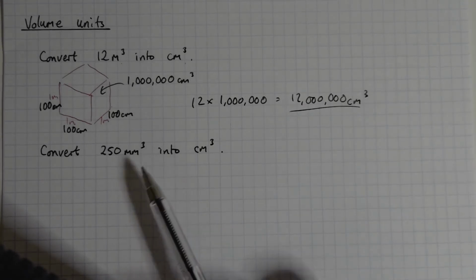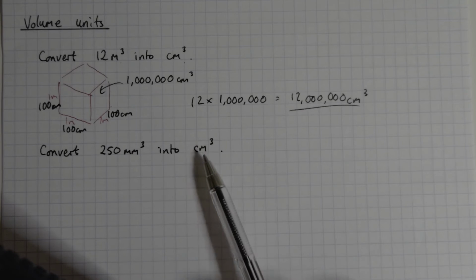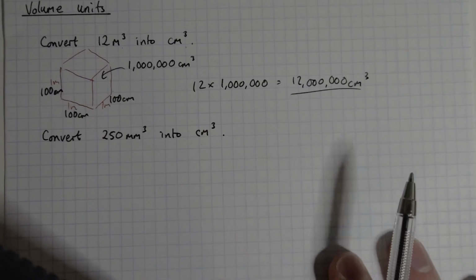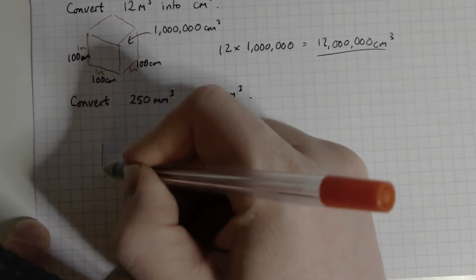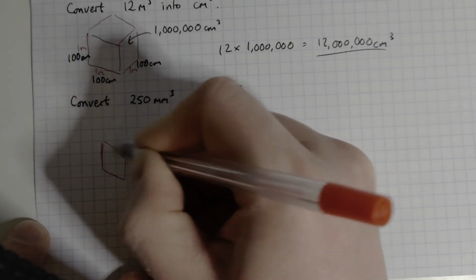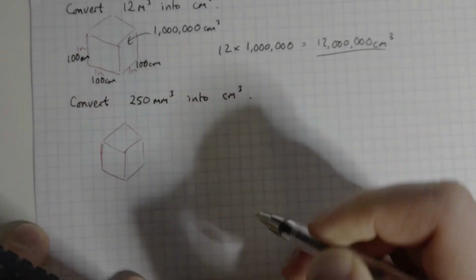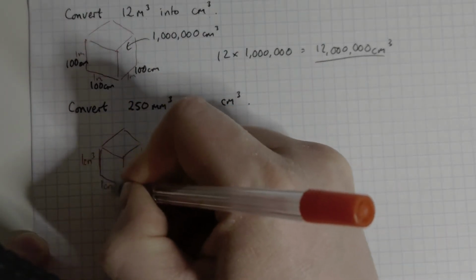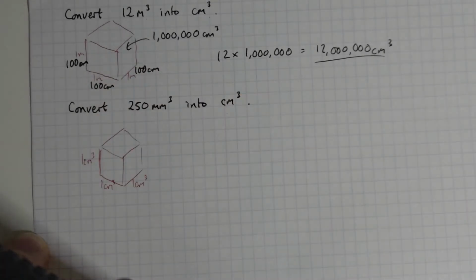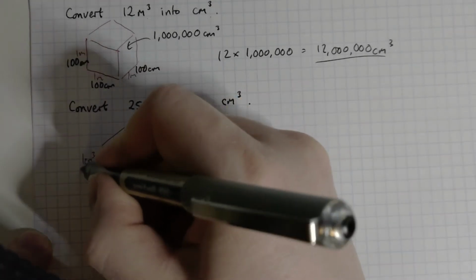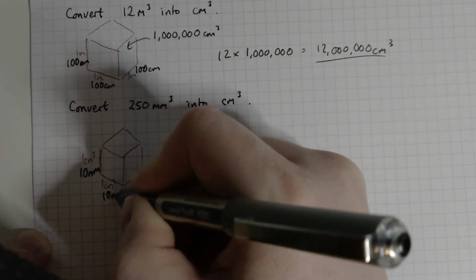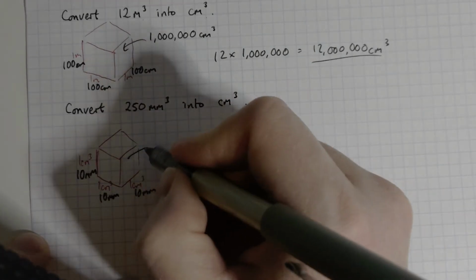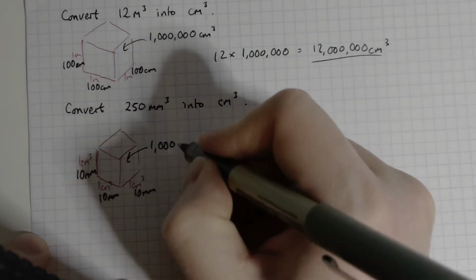Down here, I want to convert between cubic millimeters and cubic centimeters. I'm going to draw the big one. Here, the big one is a cubic centimeter, because centimeters are bigger than millimeters. So this is my representation of a cubic centimeter. And if I'm measuring all of these in millimeters instead, that's 10 millimeters, 10 millimeters, 10 millimeters. 10 by 10 by 10 is 1,000.